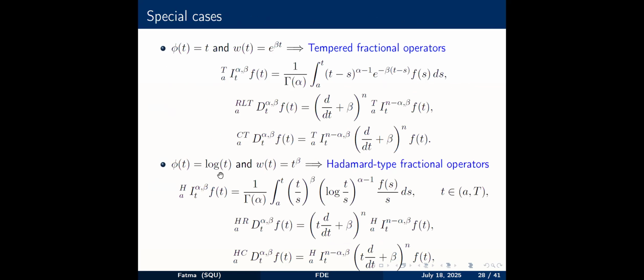Now, as special cases of the weighted fractional derivative with respect to a function, if phi is equal to t and the weight is an exponential function, then the operators are just reduced to the tempered fractional operators, which are given in this form. So here are the tempered integral and the tempered derivatives in the Riemann-Liouville sense and the Caputo sense. In another special case, if phi of t is a logarithmic function and the weight is a power function, then it is reduced to the Hadamard-type fractional operators, which are given in this form.